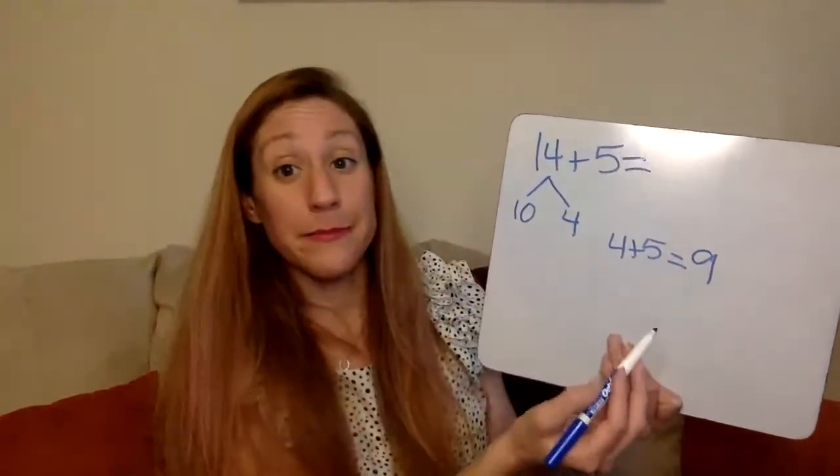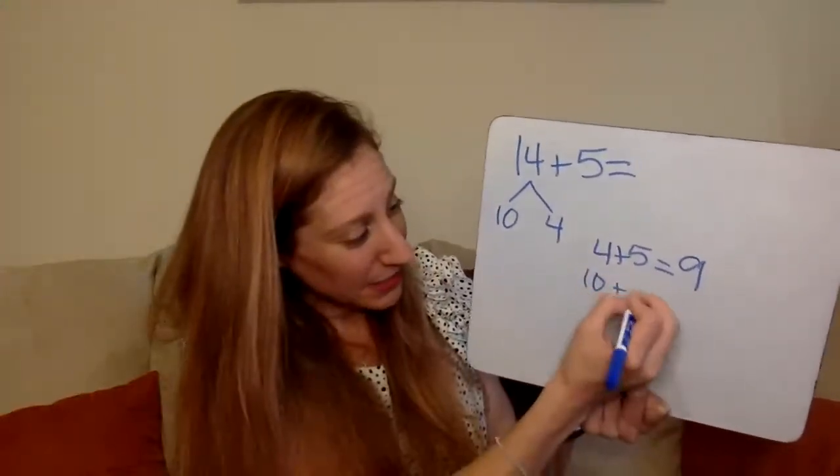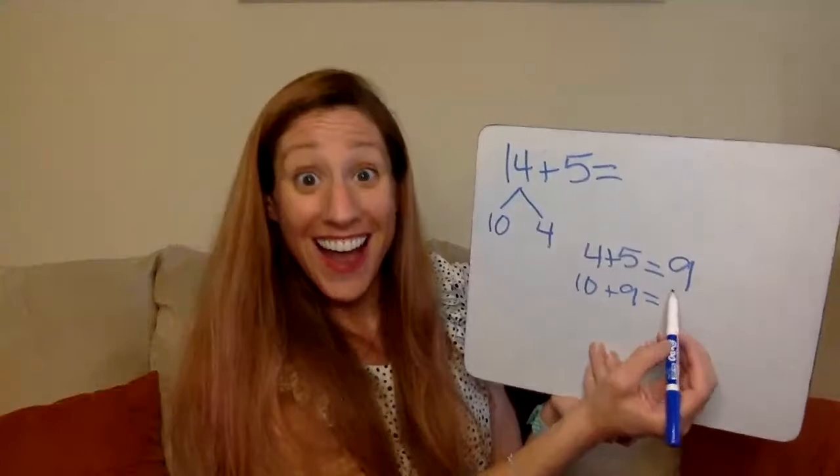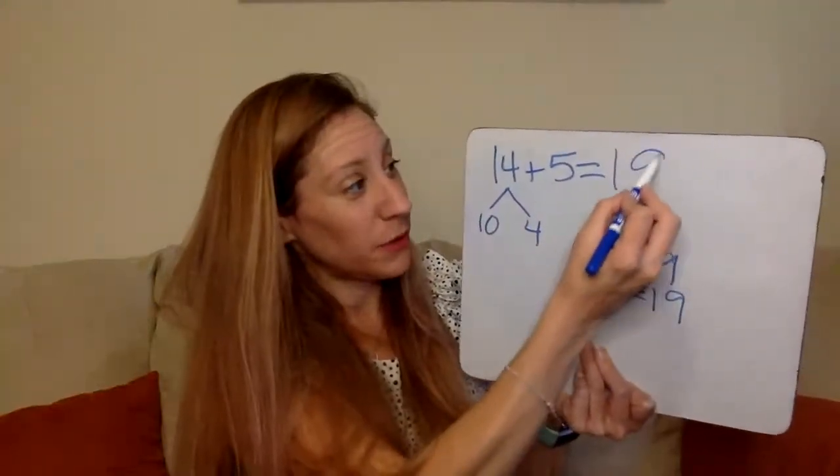Then we can bring the 10 back in. We're ready. 10, come on back. 10 plus 9 equals 19. So 14 plus 5 equals 19.